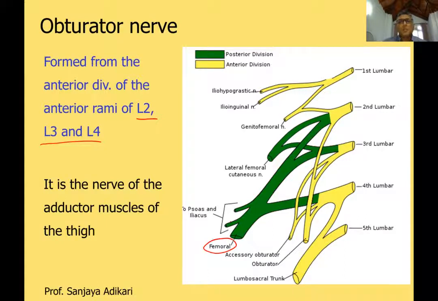The anterior primary rami divide into anterior divisions and posterior divisions. From the posterior divisions, you get the femoral nerve. From the anterior divisions, you get the obturator nerve. This one and this one. Okay, femoral and obturator nerves. So for that reason, it's important to remember. It's easy to remember, of course.